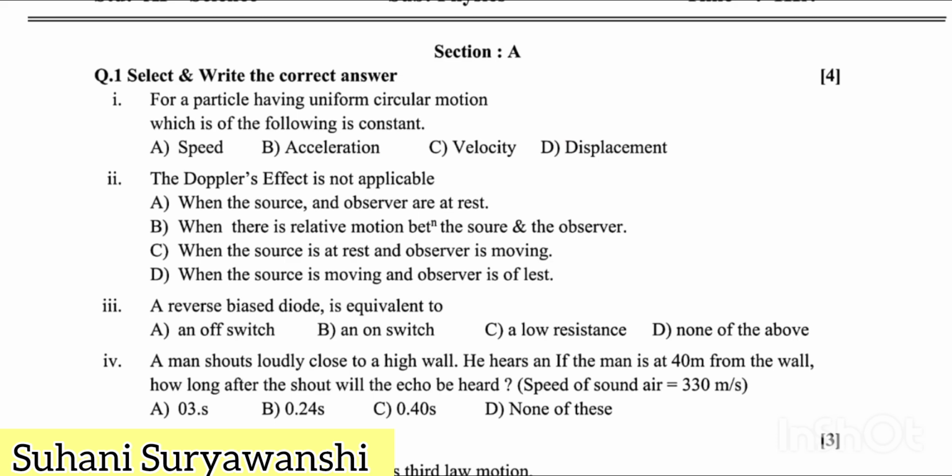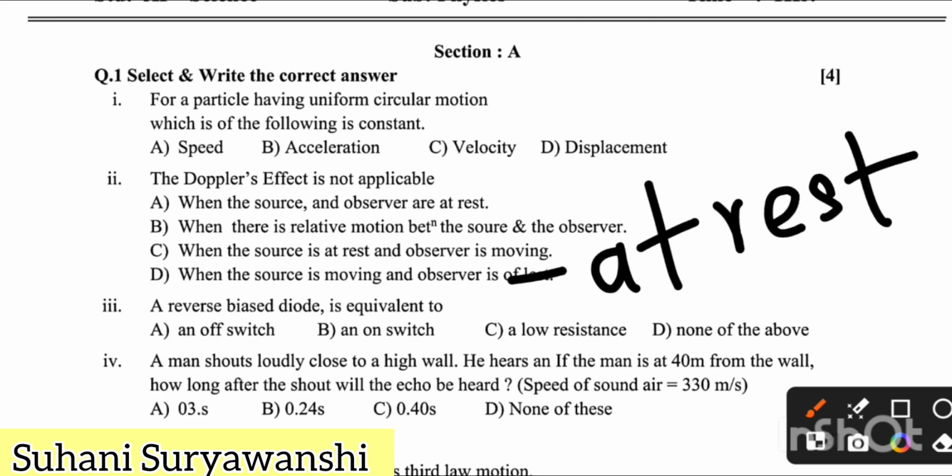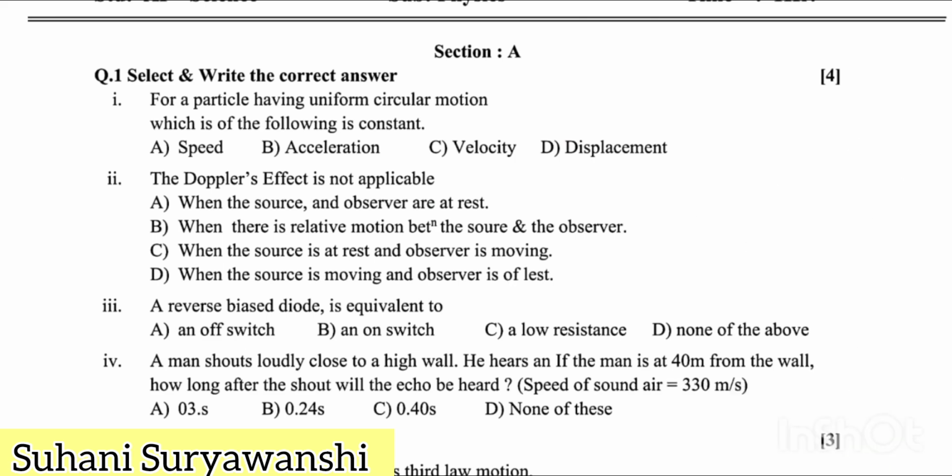Next is, Doppler's effect is not applicable. The first option is when the source and the observer are at rest. Second option is when there is relative motion between the source and the observer. Third one is when the source is at rest and the observer is moving. And fourth one is when the source is moving and the observer is at rest. Here there is a bit of a printing mistake, you may consider that. Next one is, a reverse biased diode is equivalent to: first, an off switch; second, an on switch; third, a low resistance; and fourth, none of the above.